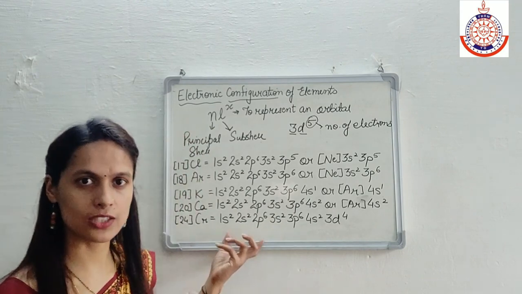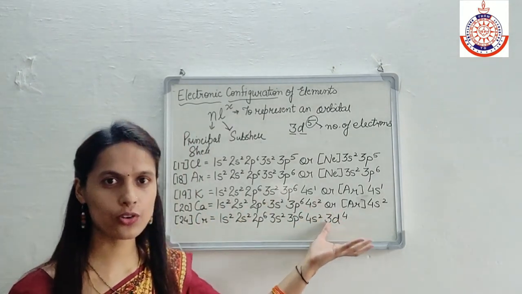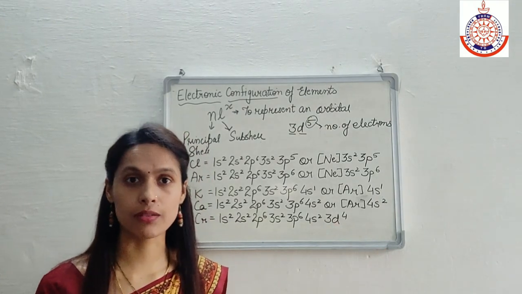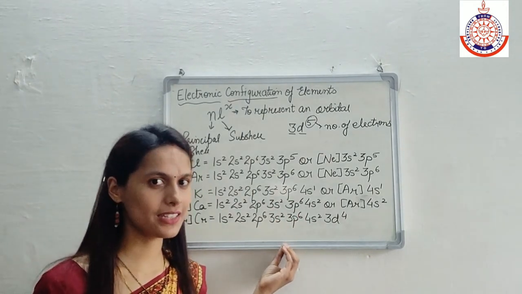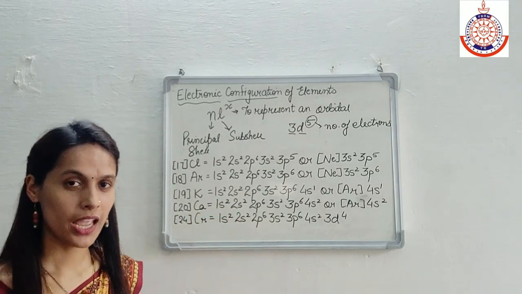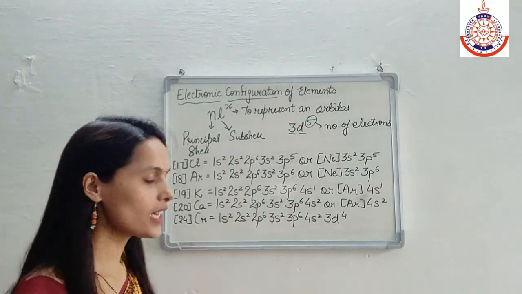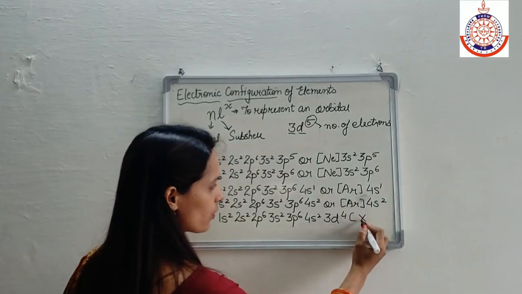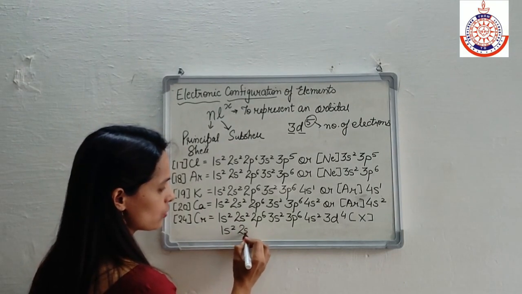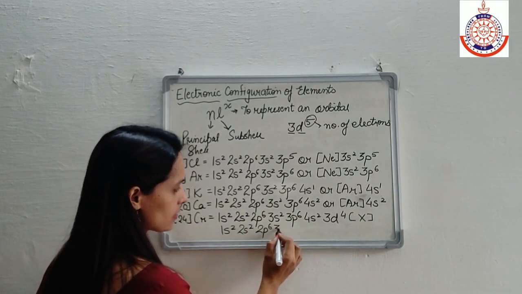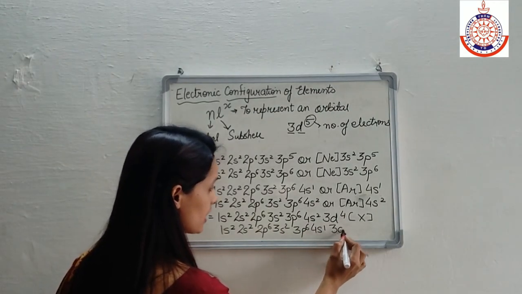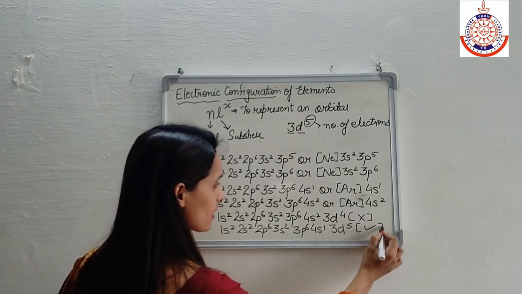Correct? How many of you have written the configuration like this? I hope all of you are writing it like this, because if you are, it means the above concepts are clear to you. But here we have an exception. Instead of this, this is the wrong configuration. The correct configuration is 1s2, 2s2, 2p6, 3s2, 3p6, 4s1, 3d5. This is the correct configuration.